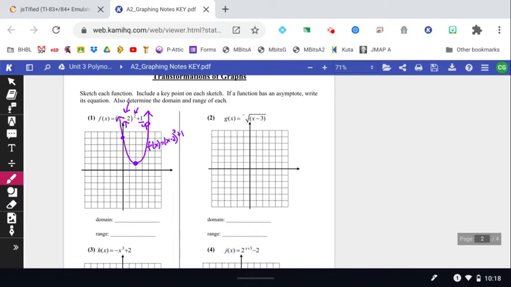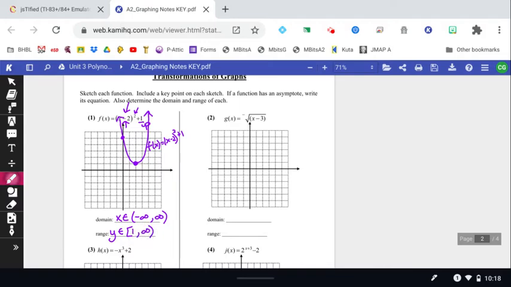All right, now my domain. Okay, so my domain here, x is an element of all real numbers, so negative infinity to infinity. But my range, notice, it got bumped up. So my range is going to go from 1 to infinity.